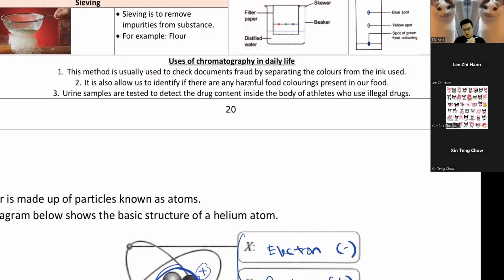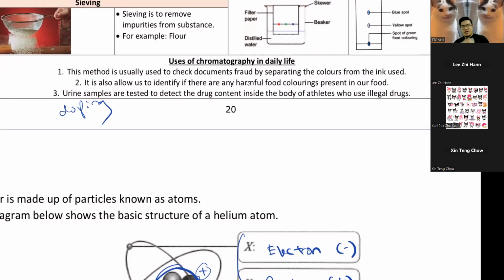All right. We also use this to determine any harmful food coloring. See if you are using any harmful food coloring. And also we use it to test drugs, what we call doping. To test for doping, to see whether your athletes are using any performance enhancing drug. To check the urine, to see if the athlete is cheating.